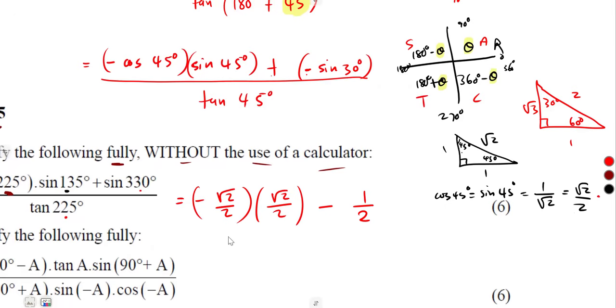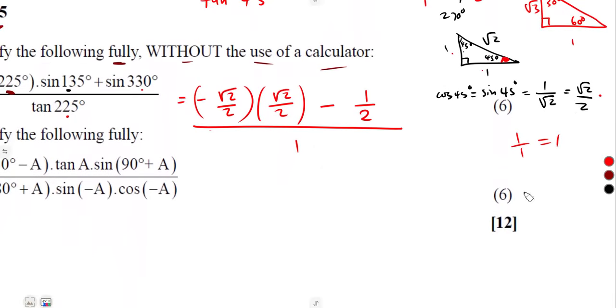So that's 1 over 2. Tan 45, according to tan, it's opposite over adjacent. So 1 over 1 is going to be 1. So tan 45 is what? Is 1. So this is where we are.